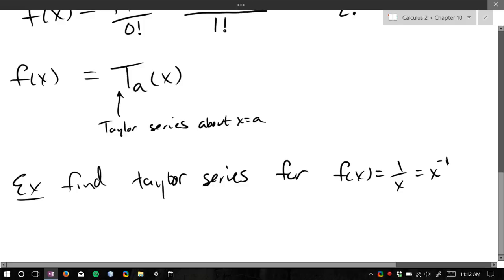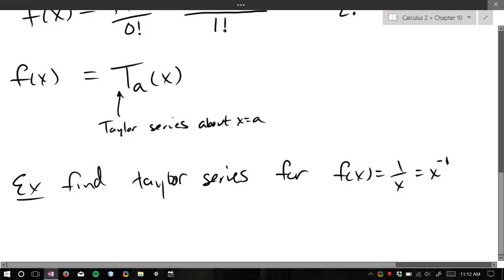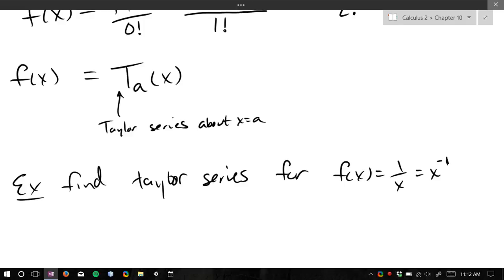Just looking at this, what would be a bad x value to expand around? 0 would be bad, because think about what your derivatives look like. They're basically going to be 1 over x to the n power. They're going to be a constant, but each derivative would be undefined at 0. So that would be a really bad x value to choose. So the next best one, we could do 1. That would work. Let's just go with 2.